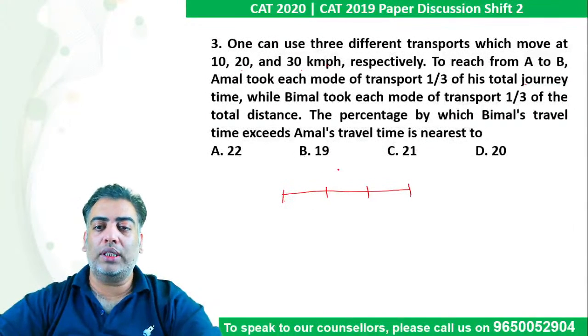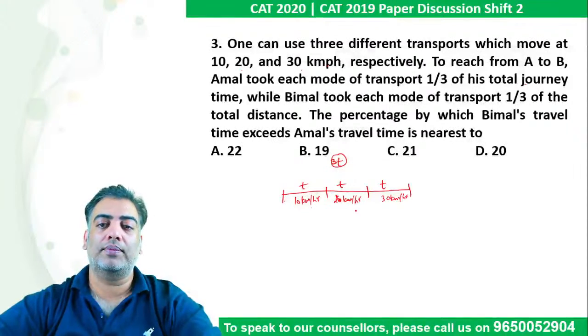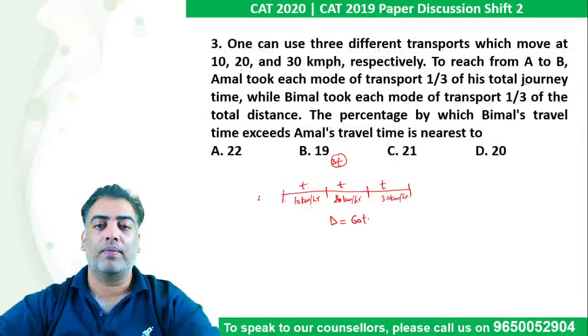Let's say the total journey time was 3t for A. So 1/3 will be t, and t hours. So he traveled at the speed of 10 km per hour for t hours, then at the speed of 20 km per hour for t hours, at the speed of 30 km per hour for t hours. So the distance covered here will be 10t, 20t and 30t. So the total distance comes out to be 60t.